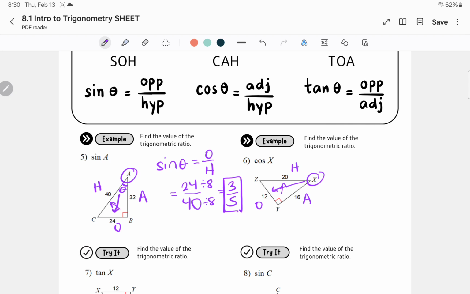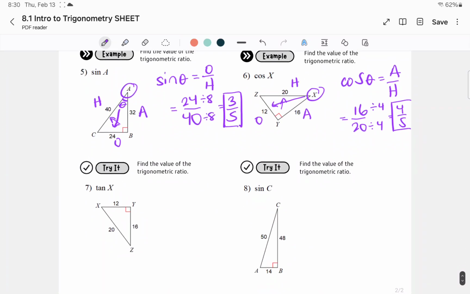So after I've labeled H, O, and A, I'm going to write cosine, because it's saying cosine. I'm copying from this. That's why I put this so big. So cosine of theta is equal to A over H. So A, look back at our picture, A is 16. H is 20. And now just simplify this. If you need to leave it like this, you can. But if they're both even, divide by 2, right? In this case, you can divide both of these by 4, and you get 4 over 5. So go ahead and pause the video, try 7 and 8 on your own.